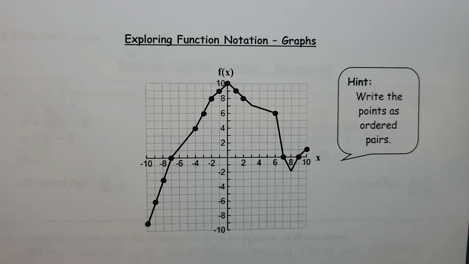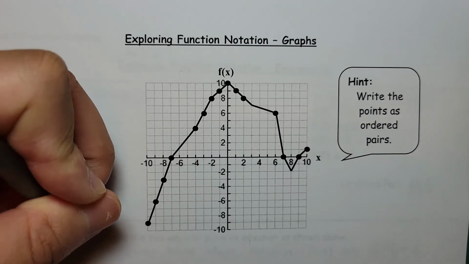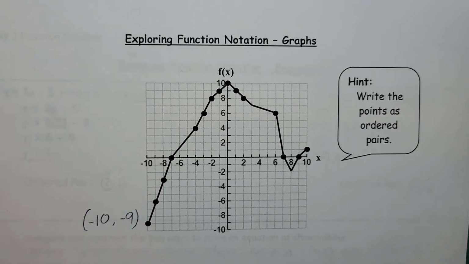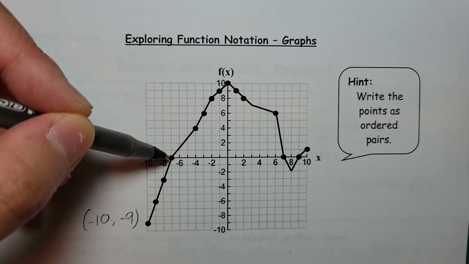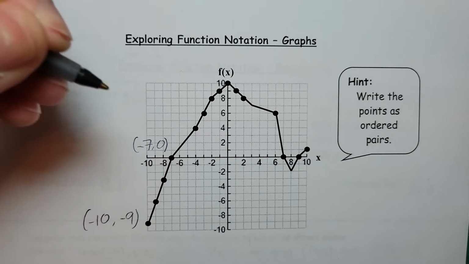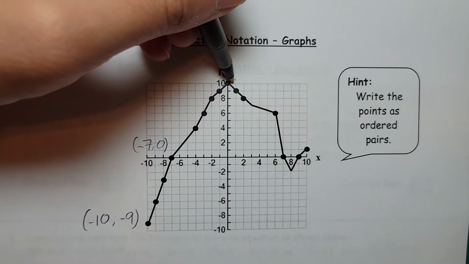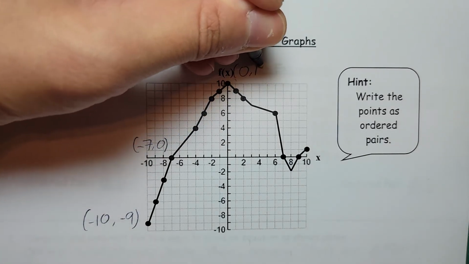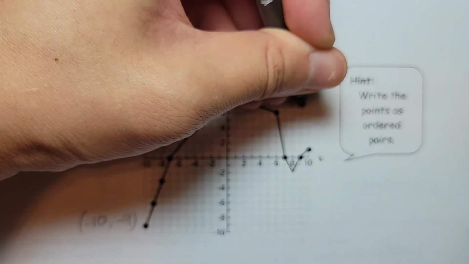So for example, this point down here, this is -10, -9. Or this point right here, right on the x-axis, -7, 0. We could label some more. This one at the very tippy top, 0, 10. Right here, 6, 6.